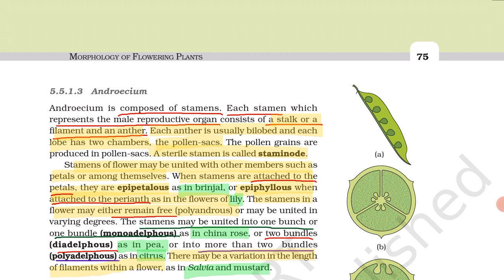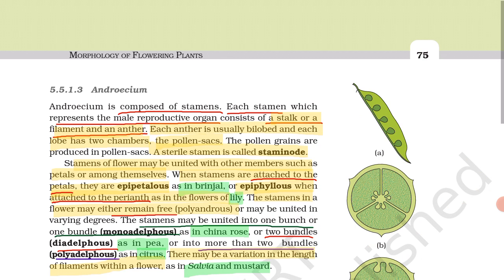When the stamens are attached to the perianth, it is called epiphyllous, and these flowers are seen in lily. So once again, when the stamens are attached to the petals, it is called epipetalous. When the stamens are attached to the perianth, it is called epiphyllous.